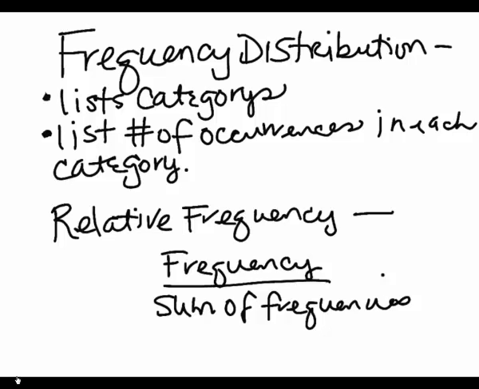You put categories and then tallies. Those are actually frequency distributions. You list the categories out and then you list the number of occurrences in each category. Well, a relative frequency kind of gives you a perspective. It takes a frequency and divides it by the sum of frequencies, kind of puts it on a 100% scale. You know what I mean?